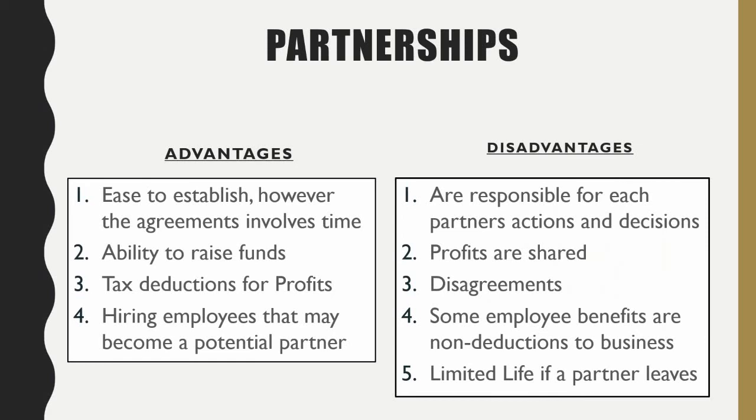Fourth is some employees' benefits are non-deductible to the business. So, for example, this means if you do have employees, not everything can be deducted. In a sense, if you're paying for your employees, there are some things that you can deduct and some things you can't. And then lastly, it has a limited lifespan because if one partner leaves, that's it, the partnership's over.